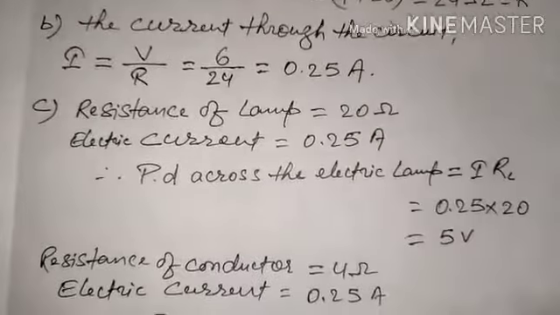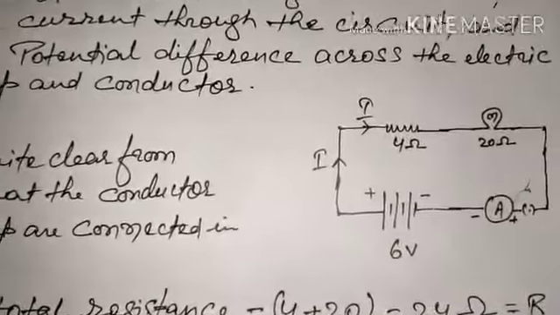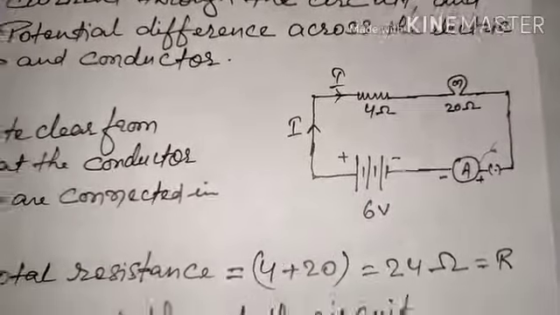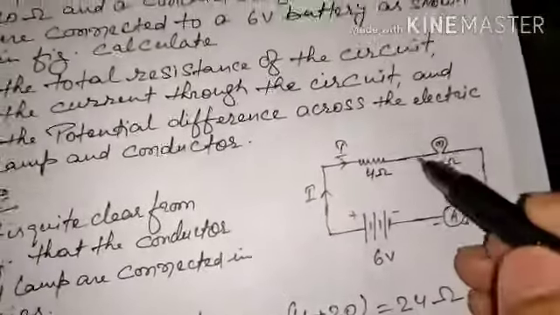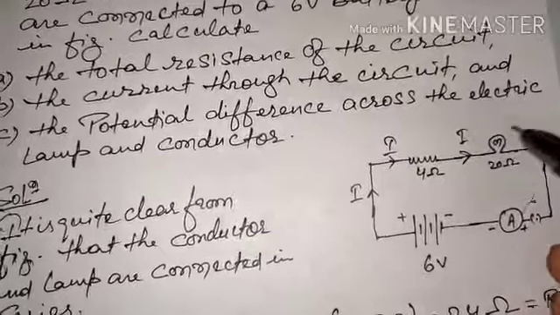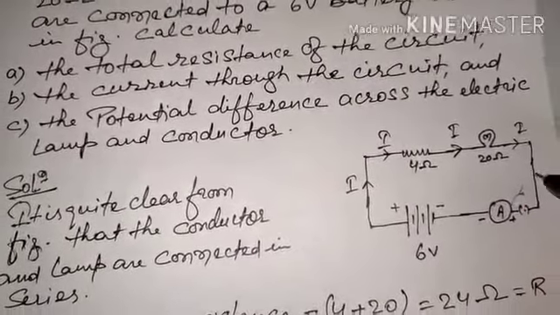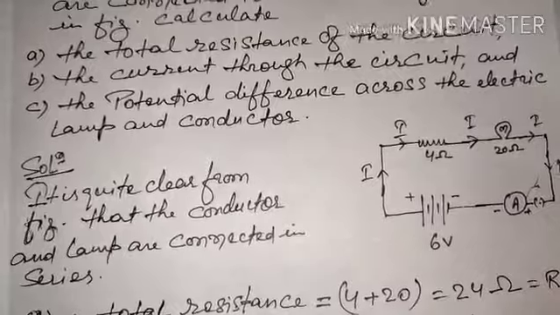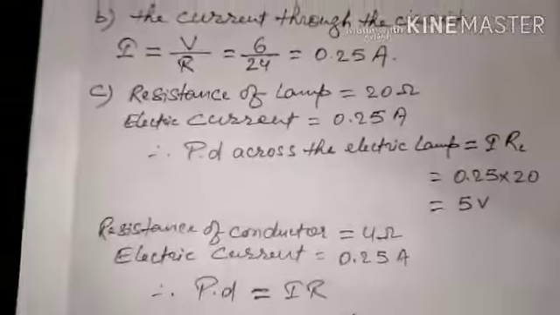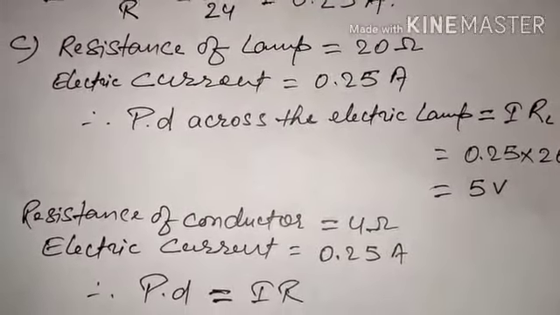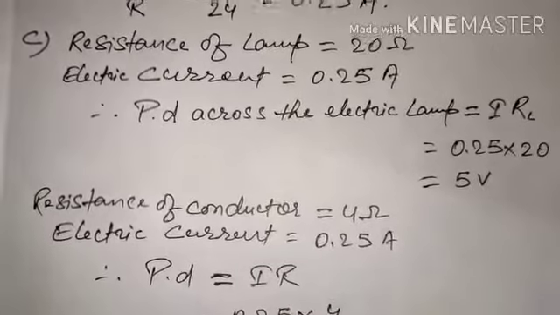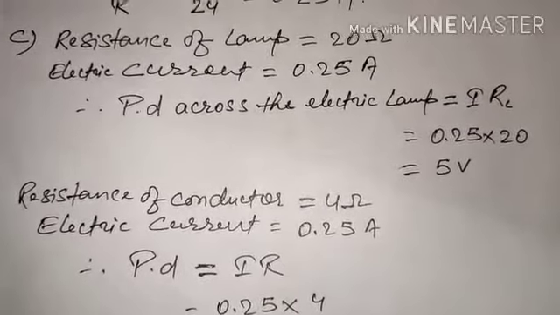Now this is the total current flowing through the circuit. It means this current will flow across the 4 ohm conductor and the 20 ohm lamp also. You should keep in mind that this same current is going to flow through both of them. There should be no confusion about this. If you get confused with this, the problem will be very hard for you. Now the last thing: resistance of the lamp is 20 ohm, electric current is 0.25 ampere. We have both of them.